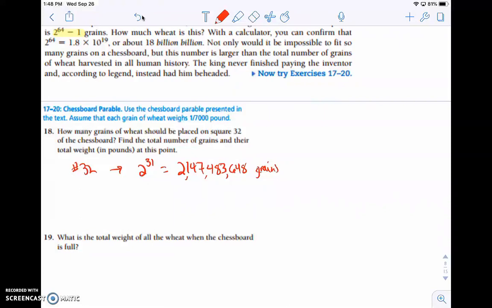Our growth factor is what we call 100% growth. Again, if you think about it, you always start with 100%, and then if you grow by 100%, that is 200%. 200% as a decimal is just 2.0. We want to find the total number of grains and their weight in pounds at this point.